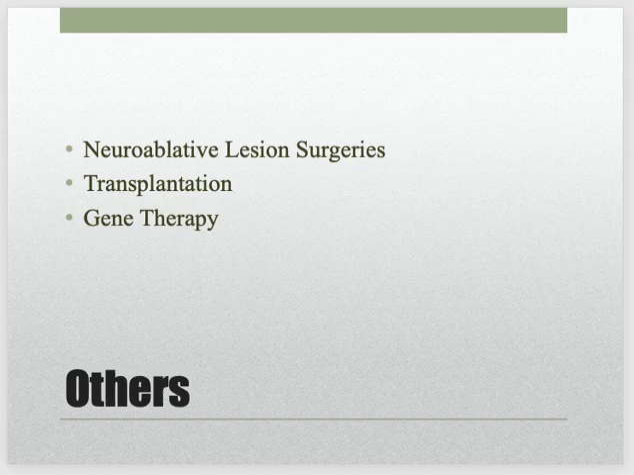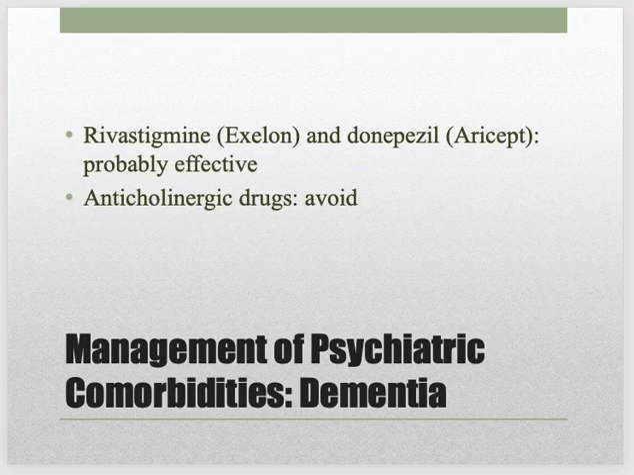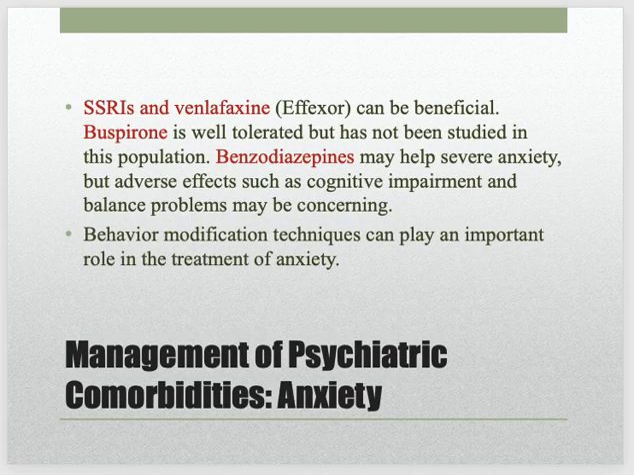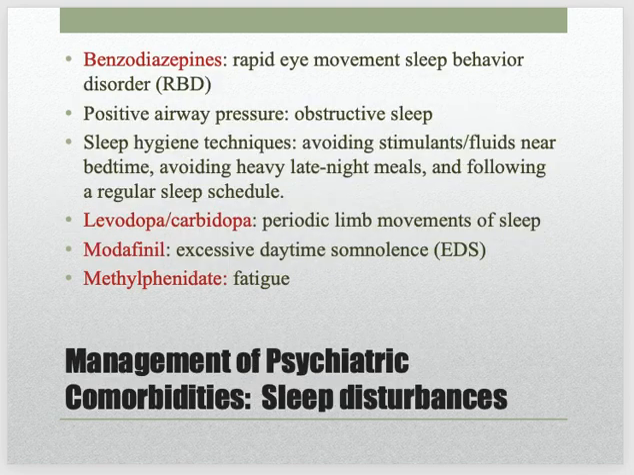Nowadays, a lot of new therapies are being researched, such as neuroablative lesion surgeries, transplantation, and gene therapy. If there is dementia with that, give them rivastigmine or donepezil, and avoid anticholinergic drugs. If there is anxiety, give them SSRIs. If they have sleep problems, give them benzodiazepines, as well as other drugs.